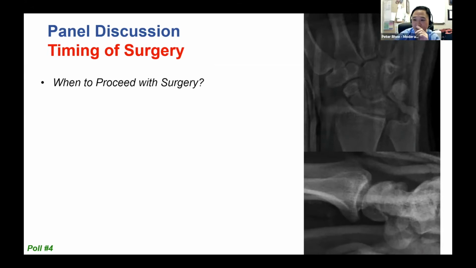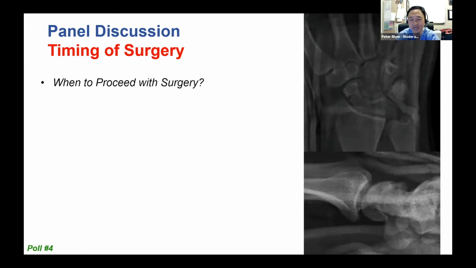Yeah, thank you for your insights, Dr. Jupiter. I agree. I've never been upset I got a CT scan. I think it's always been helpful in my planning. So let's say this patient who has some median nerve symptoms, you got him reduced. What do you think the timing is for this type of surgery?